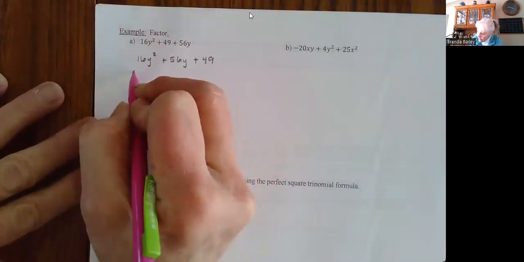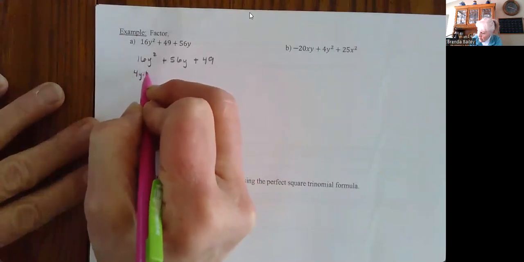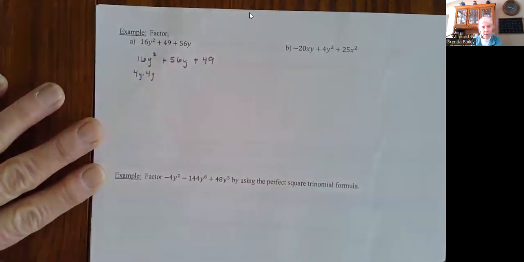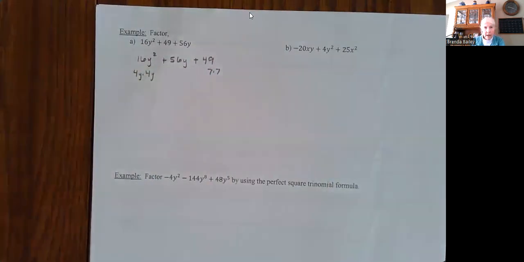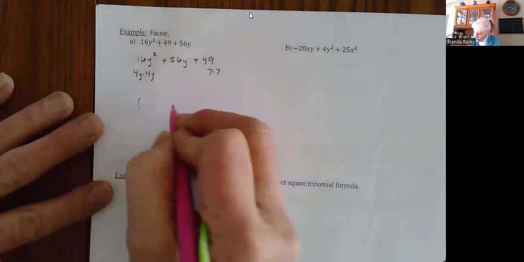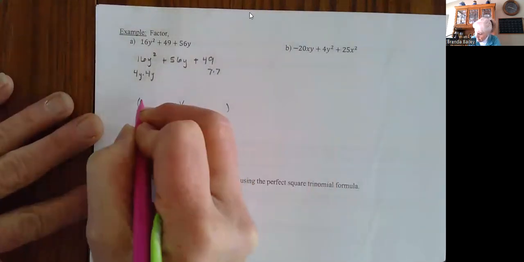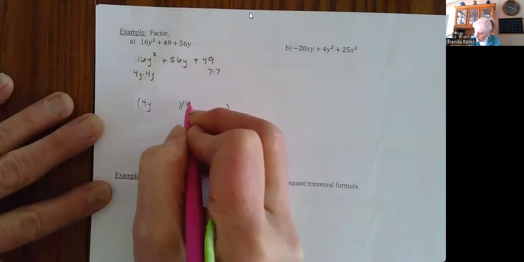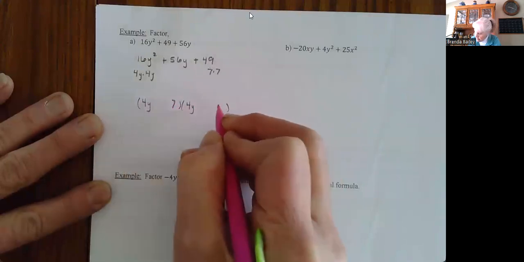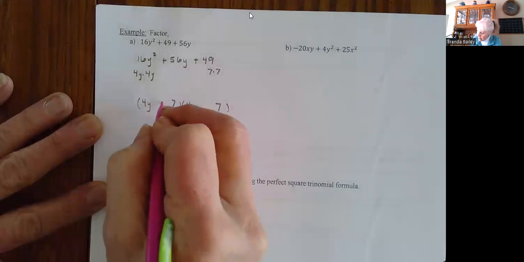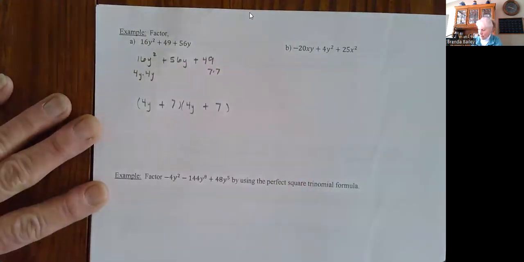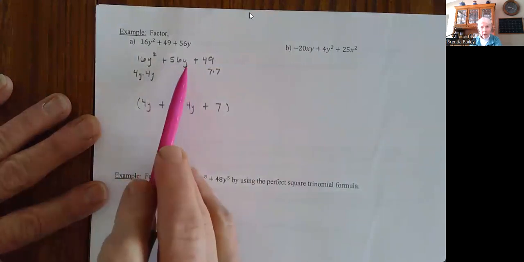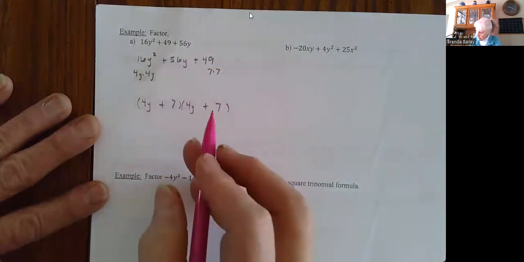This right here is 4y times 4y, gives you 16y squared. 7 times 7 gives you 49. So good, let's try it. See if we get the middle term without using the formulas. 4y times 4y, 7 times 7, everything is positive. Okay, let's see if we get the middle term.